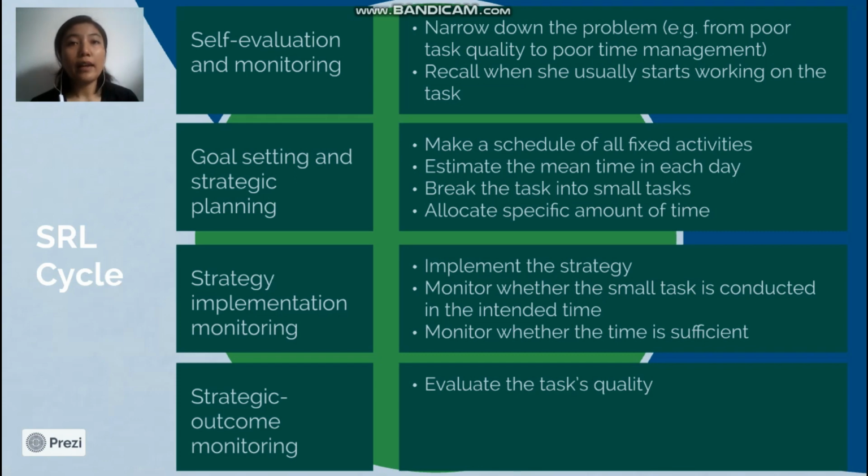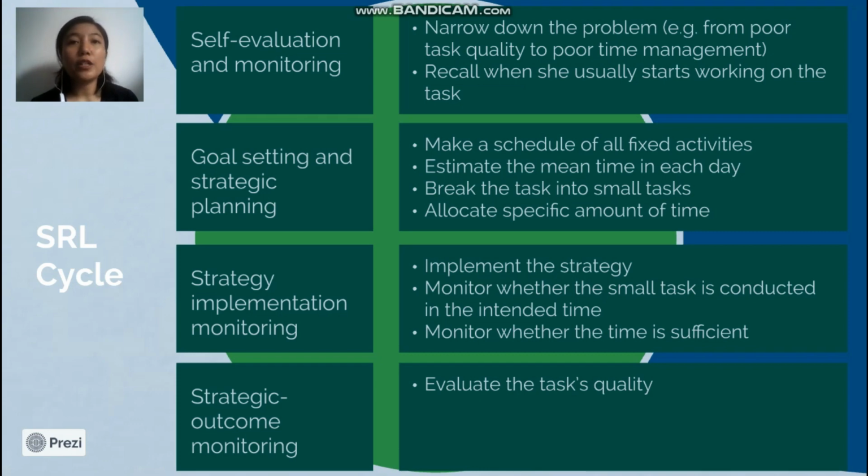In order to do that, she needs to make a schedule of all fixed activities. After that, she could estimate the amount of mean time she has in each day. For every task assigned to her, she needs to break them into small tasks and allocate specific amount of time to work on those targeted small tasks. Now it is time for the execution.